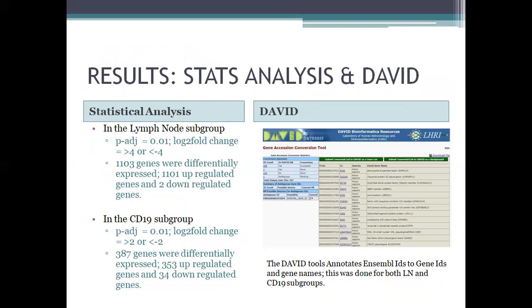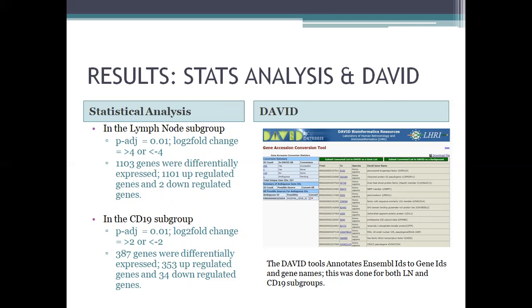Then moving on to the statistical analysis, for the lymph node subgroup, after applying the appropriate filters, about 1,103 genes were differentially expressed. 1,101 genes were upregulated and only 2 genes were downregulated. Within the CD19 subgroup, after we applied the appropriate filters and filtered out the most significantly expressed genes, about 387 genes were massively differentially expressed. 353 upregulated genes and 34 downregulated genes were found.